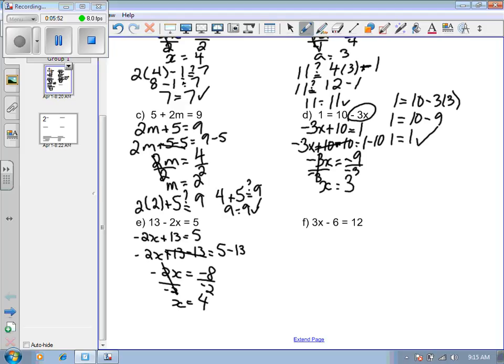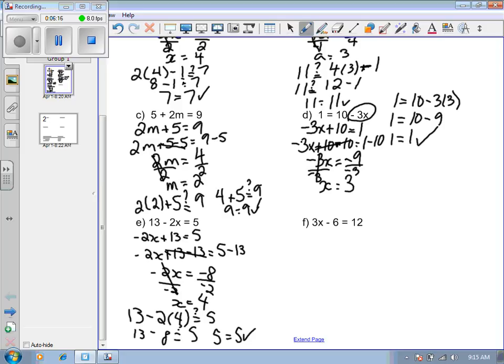So we substitute back in. 13 minus 2 times 4, is that equal to 5? 13 minus, what's 2 times 4? 8. You guys are smart. Is that equal to 5? 13 minus 8 is 5. 5 equals 5, and that's correct.